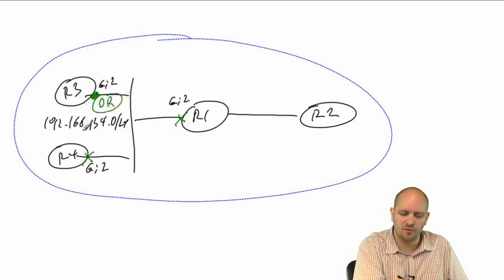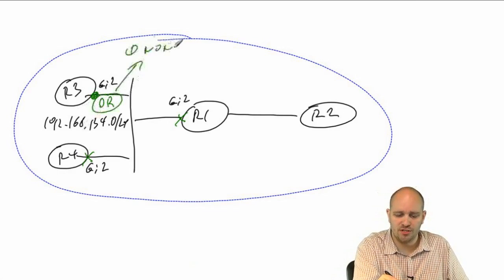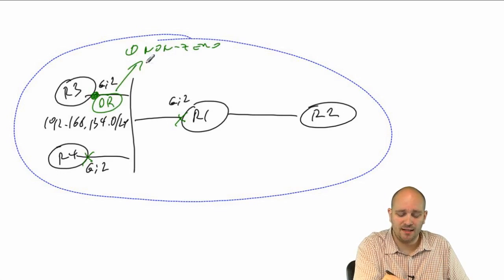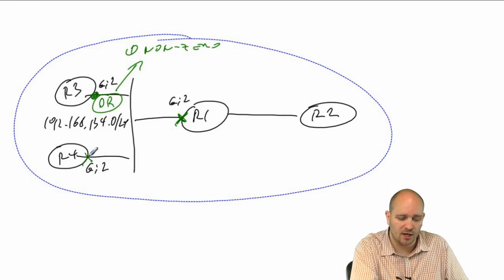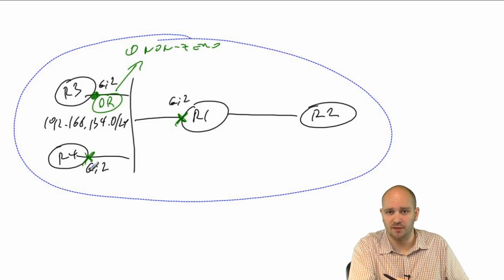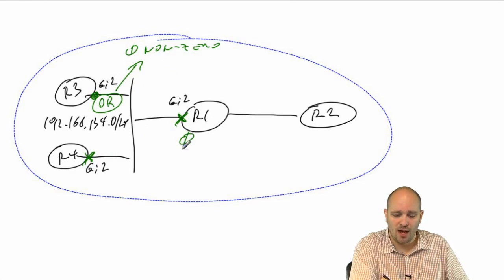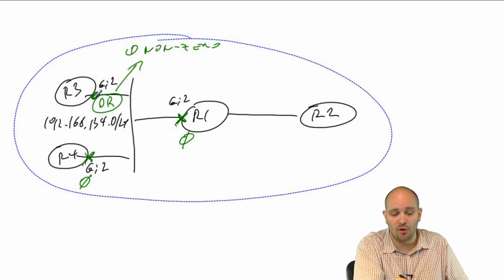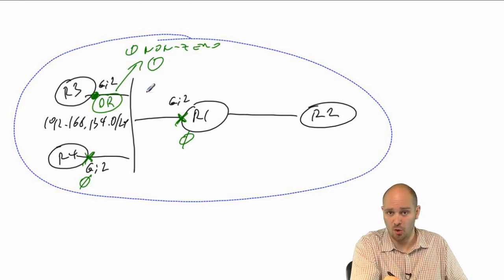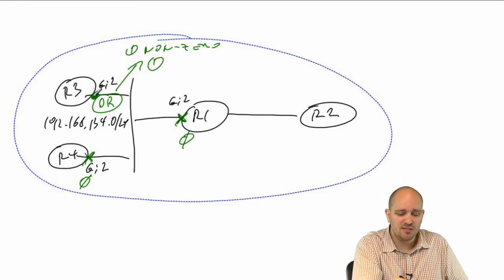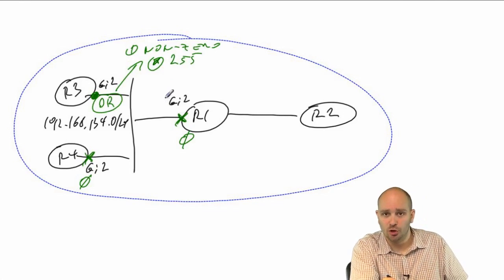How can I make sure that R3 is the DR? I'm going to make sure that it has, first of all, non-zero priority, and that it has priority higher than R1 and R4. But how can I make sure that R1 and R4 are never going to become the DR and BDR? So I'm going to set their priority to 0, which then doesn't matter which priority I use on R3, because even the default priority of 1 will be more than enough. But just for fun, I'm going to set the priority here to be the maximum value, 255.